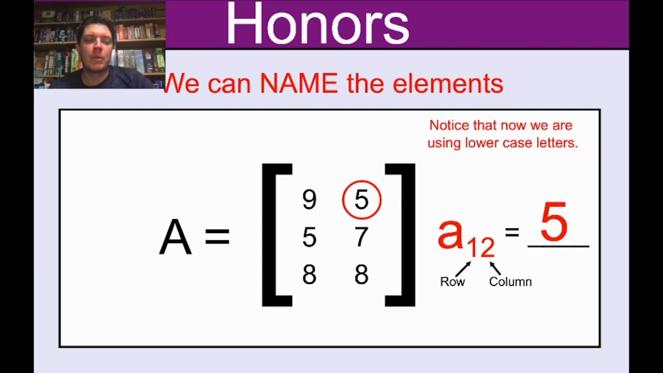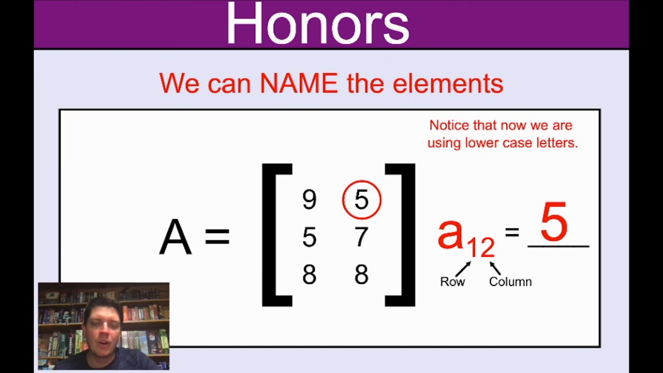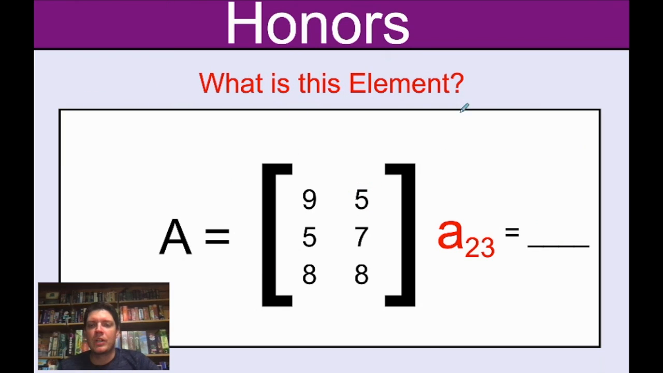Let's do just a couple more examples. I just have this page here to emphasize my point. That's the row number, that's the column number. You don't get a lot of matrices that are so big that you would have double-digit rows or columns. They're especially not in 9th grade, so don't worry about that. Okay, here we go. What's this element?